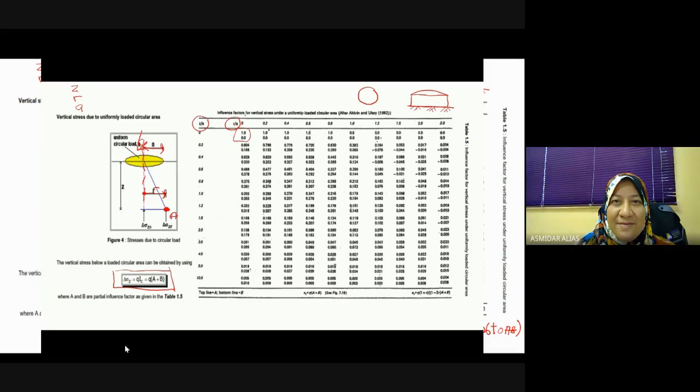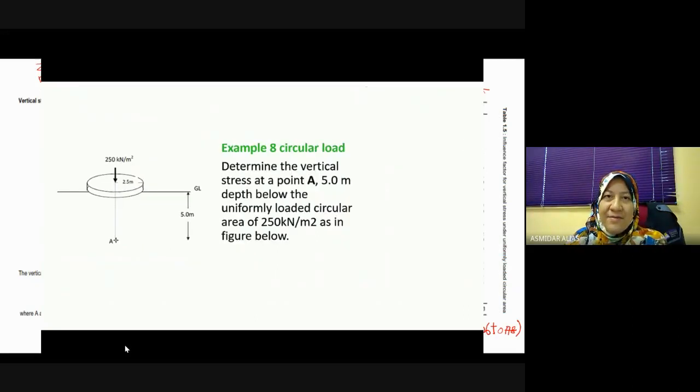question, the example, and then we will see the difficulty is in finding the value. The concept, the equation is very easy. You can see the equation Q, I see like that. But then when you refer to the table, Q, the factor is A plus B. Okay, let's see the question first.